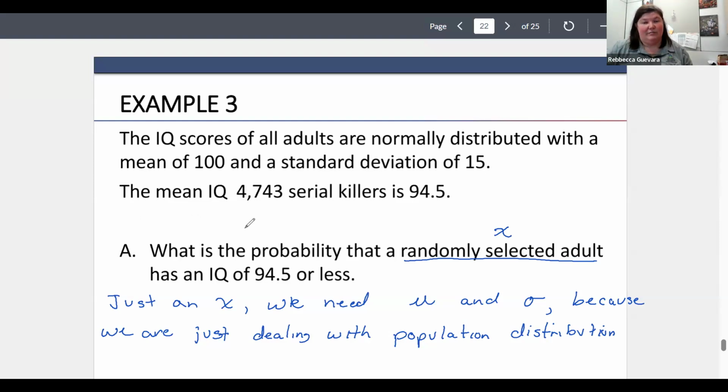So in this case, what I'm really looking at, this is red over here. I have a distribution. I want to know what is the probability that a randomly selected adult has an IQ of 94.5 or less. So we're looking at a less, so we know how to find this. And we're looking at a mean of 100 and a standard deviation of 15.